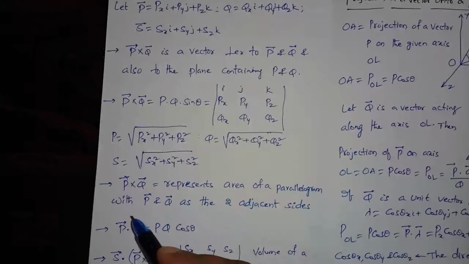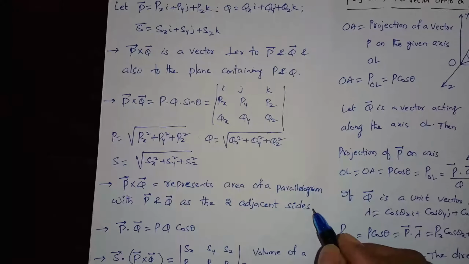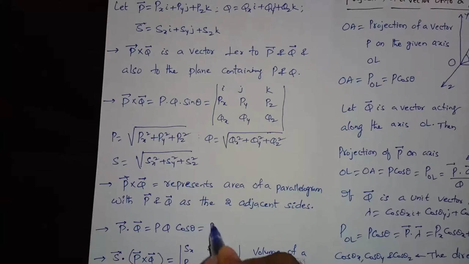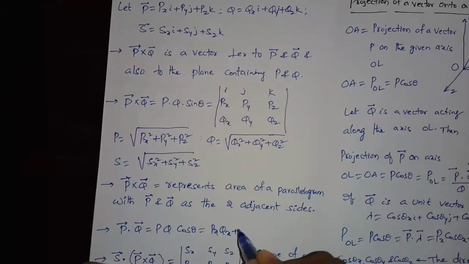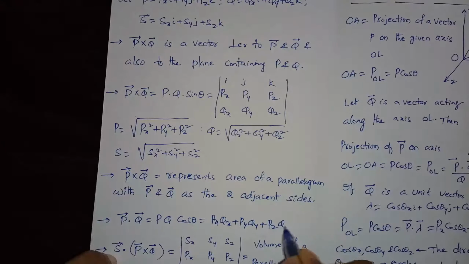And coming to this p bar plus q bar, it will represent the area of a parallelogram with p and q as the two adjacent sides of the parallelogram. And now if I consider the dot product, p dot q is equal to pq cos theta, and further we can write that as px qx plus py qy plus pz qz, because we know the vector components.